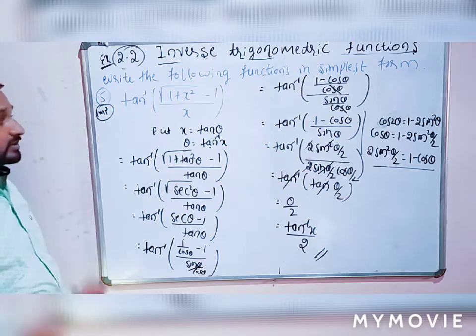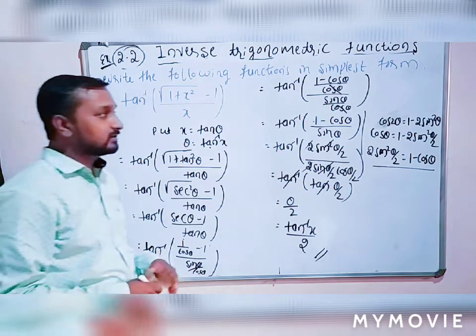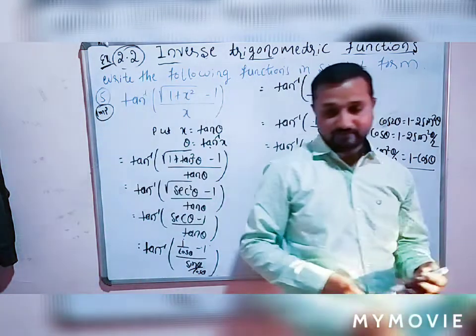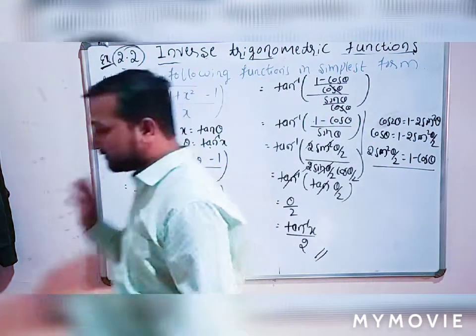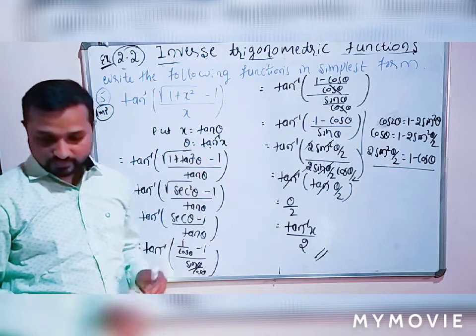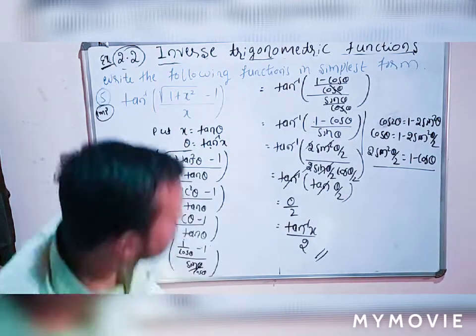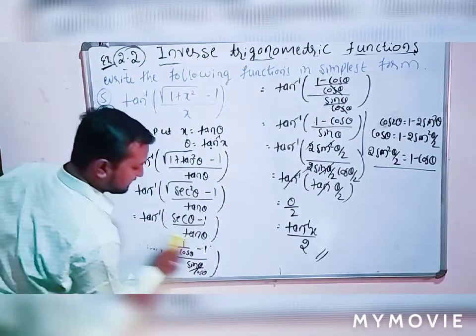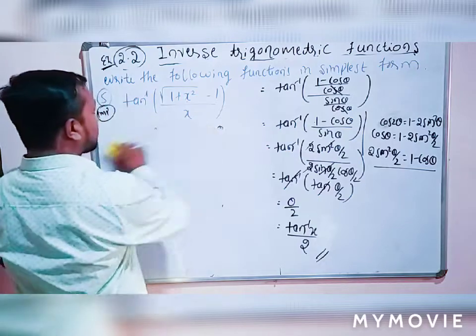So students, this is a very important example. See which formulas we used: the half angle formula, and which angle we have to put. So this is very important. Note down this example. It is a 3 mark example.